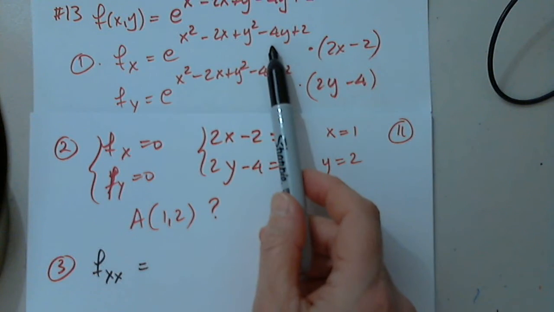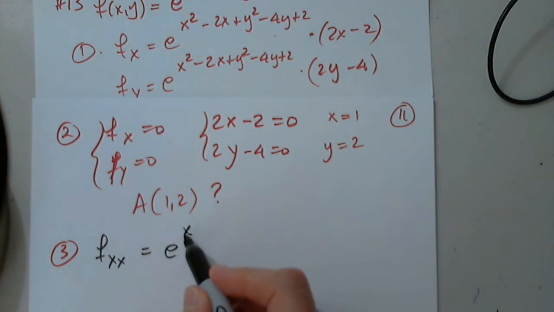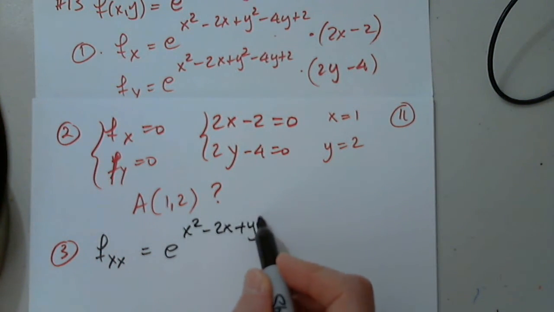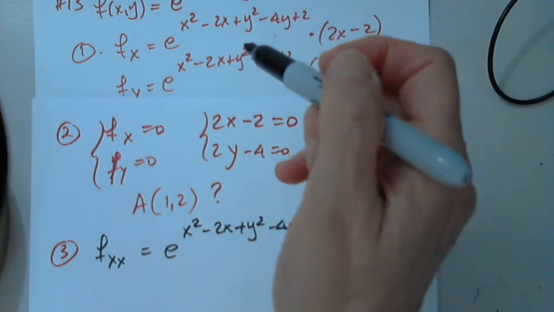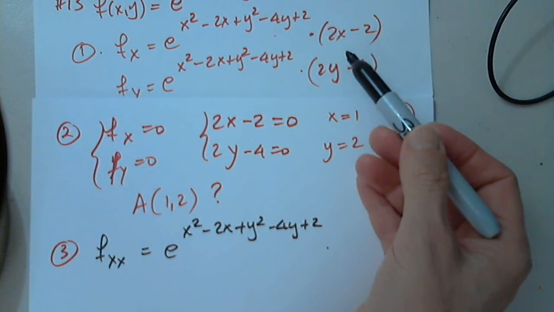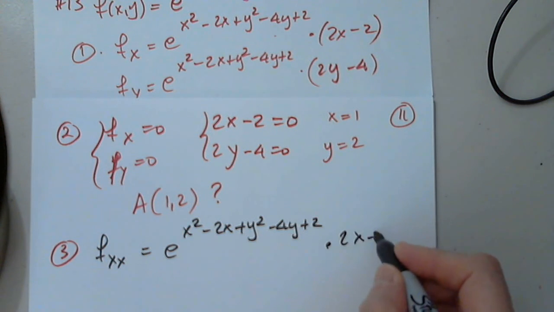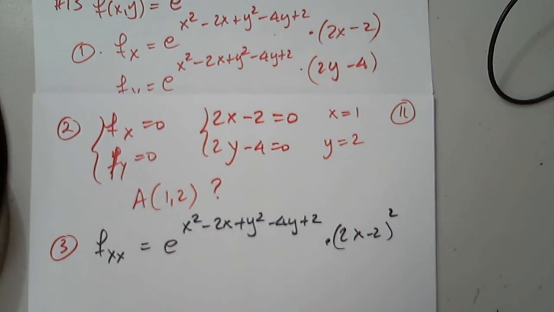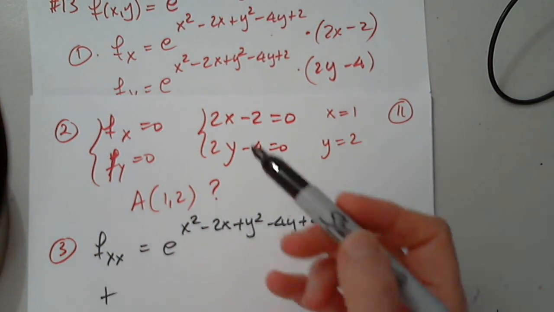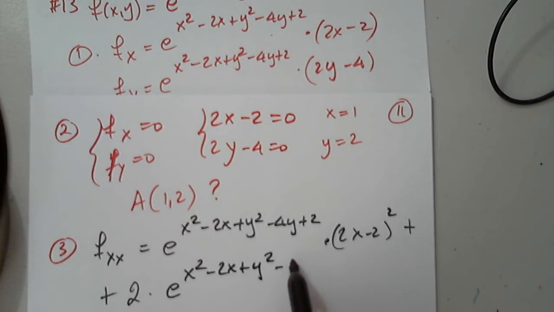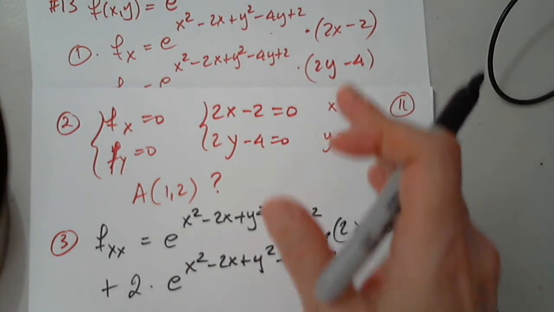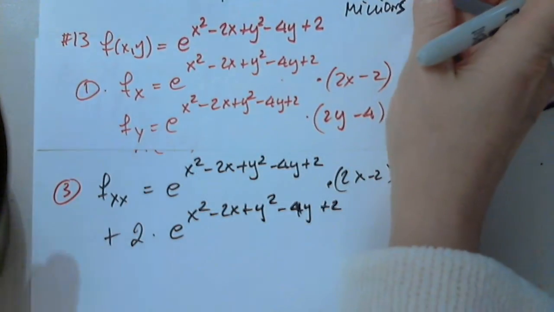So when I differentiate this, I get e to x squared minus 2x plus y squared minus 4y plus 2 times the inner function prime with respect to x, but it's the same thing. So it will be times 2x minus 2 squared plus all this times this prime, which is 2. 2 times e to x squared minus 2x plus y squared minus 4y plus 2. Fine.